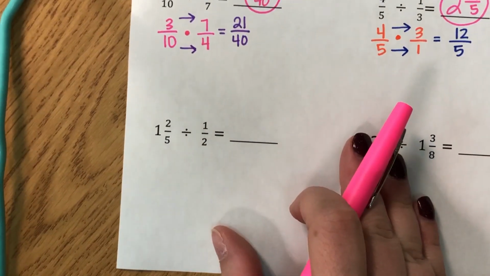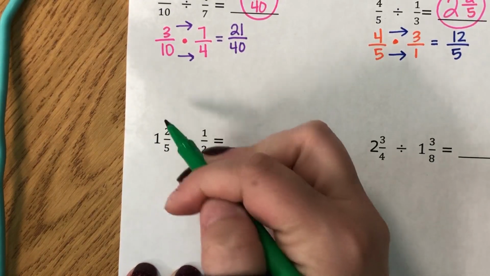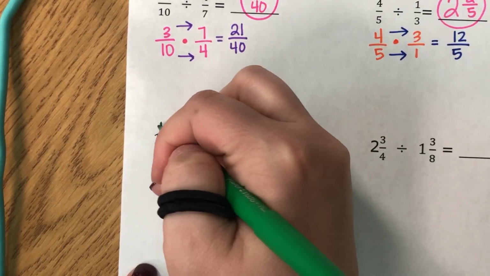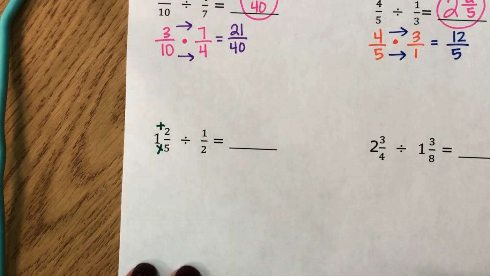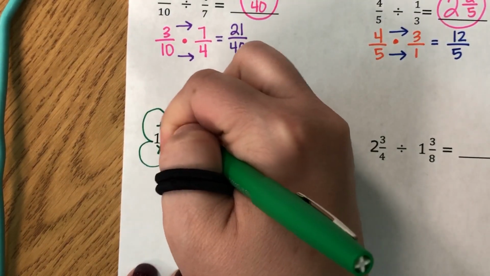is going to be 1 2/5 divided by 1/2. Okay, so when we are multiplying and dividing fractions, we can't work with mixed numbers. So we have to turn them into improper fractions. So I'm going to Texas popcorn, TX. I start at the bottom and I work my way up.